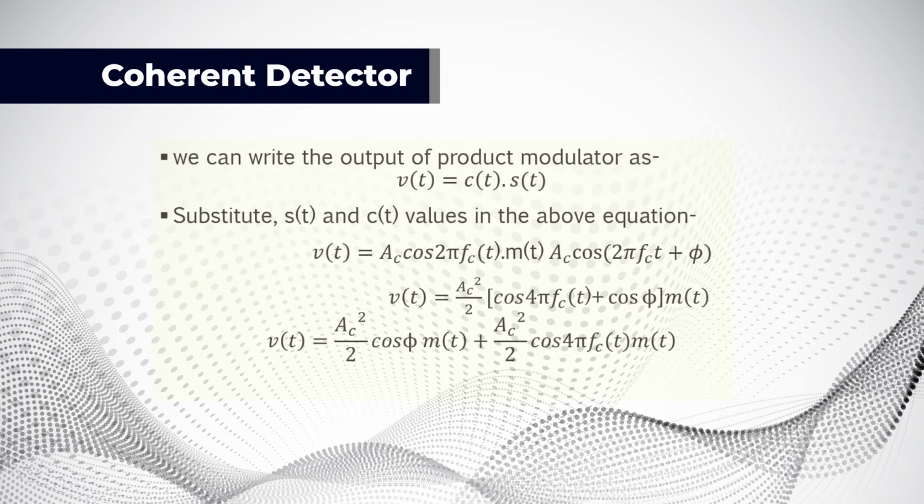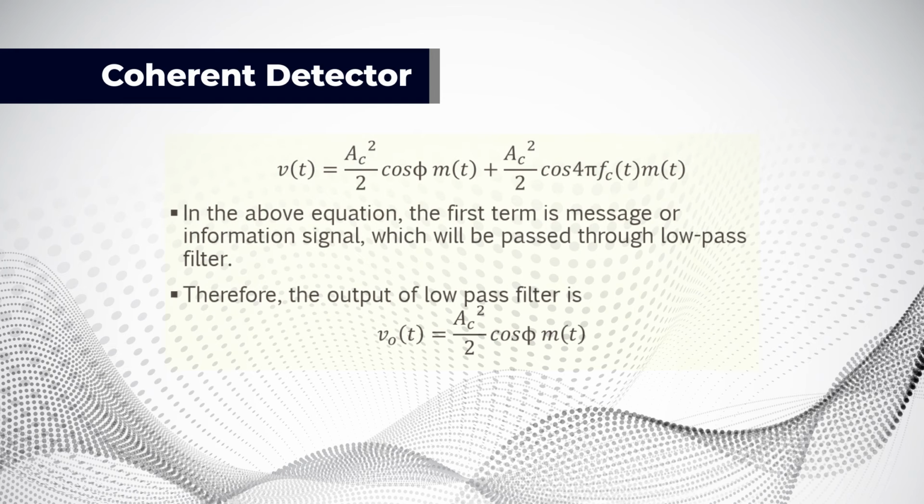Then we can write the output of the product modulator: v(t) = Ac cos(2πfct) · m(t) · Ac cos(2πfct + φ). It can also be written as v(t) = (Ac²/2)[cos(4πfct + φ) + cos φ] · m(t), or v(t) = (Ac²/2) cos φ · m(t) + (Ac²/2) cos(4πfct + φ) · m(t).